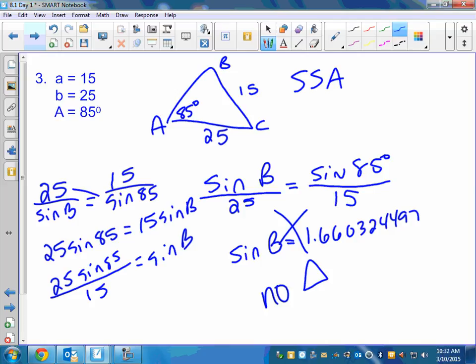One more, at least. Do I have 2 more on here or 1 more? Just 1 more, right? So we did 2 triangles. We did no triangle. What do you got this one?